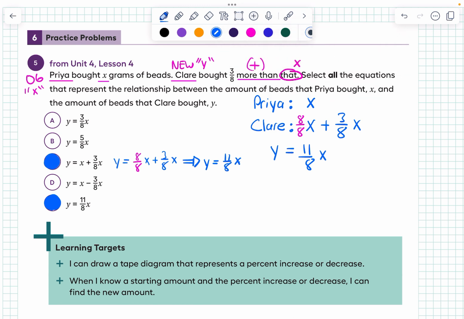And then on D, what I would do is rewrite this. So I'd have Y equals, and again, I would have 8/8 X minus 3/8 X. And 8/8 X minus 3/8 X is equal, Y would equal 5/8 X. So it's definitely not D. So the answers were C and E.